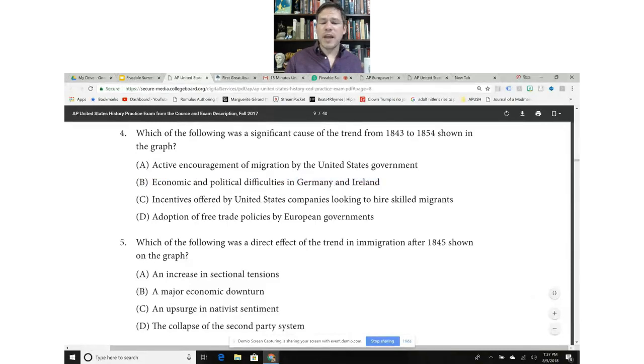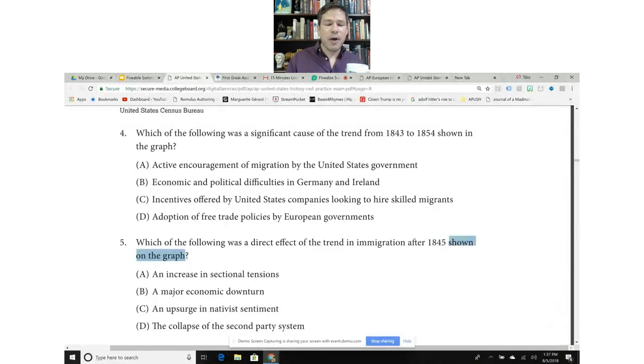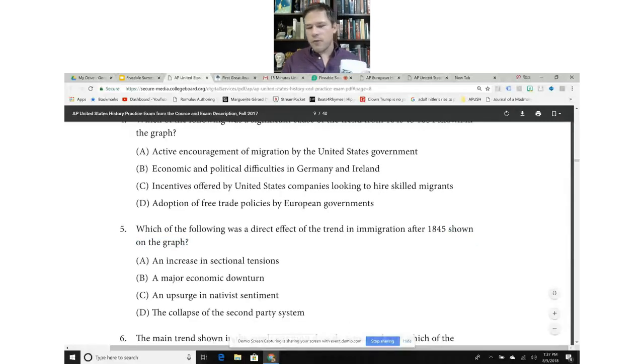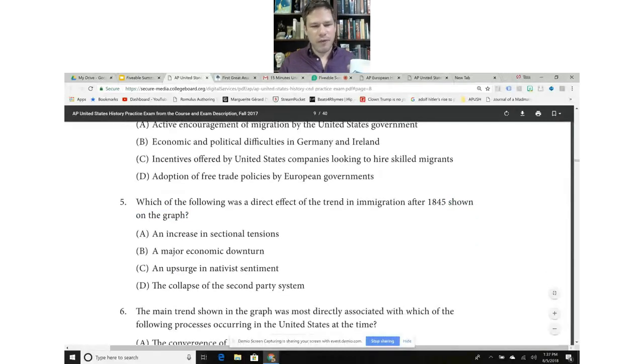Which of the following was a direct effect of the trend in immigration after 1845? Now, again, the "shown on the graph" is a useless reference, window dressing. So what was the direct effect? Now, an increase in sectional tensions. The thing is, this is one of those things that is irrelevant.